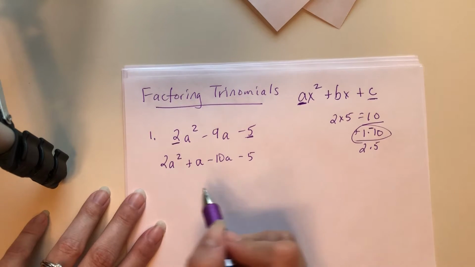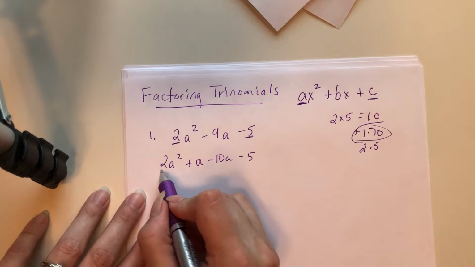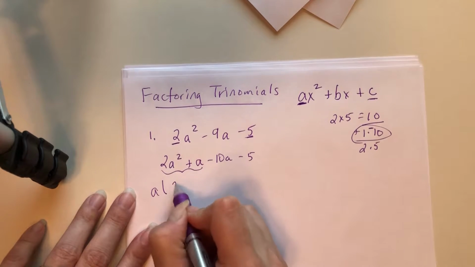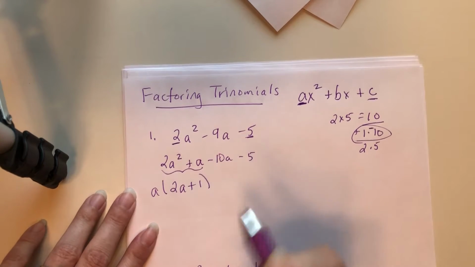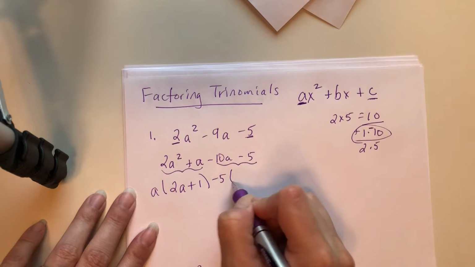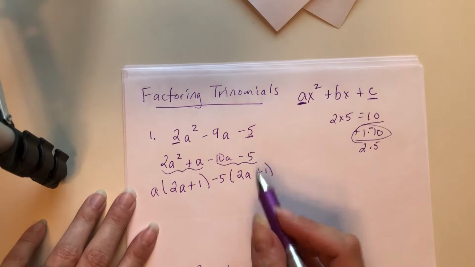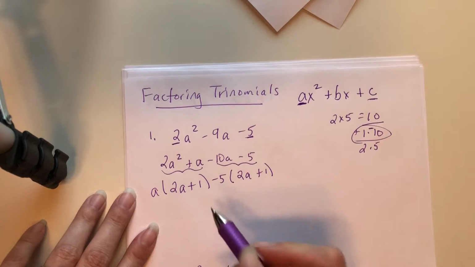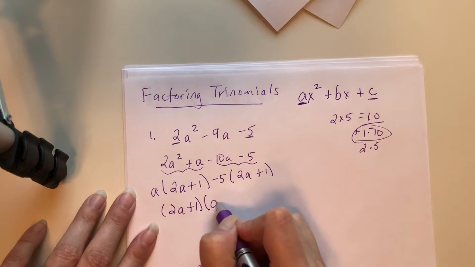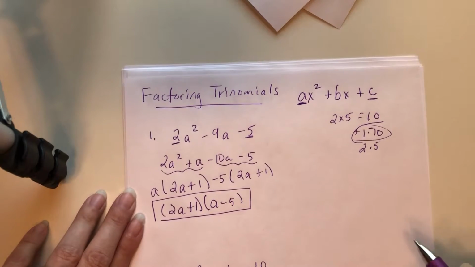So looking at the first, you still look for your GCF, but there's nothing that can come out of all my terms. So just looking at the first 2 terms, I can pull a out, and that leaves 2a plus 1. Looking at my last 2 terms, I can pull out -5, and that leaves 2a plus 1. Okay, so now I've got a common factor of 2a plus 1 that comes out to the front, and I'm left with a minus 5, and I'm done.